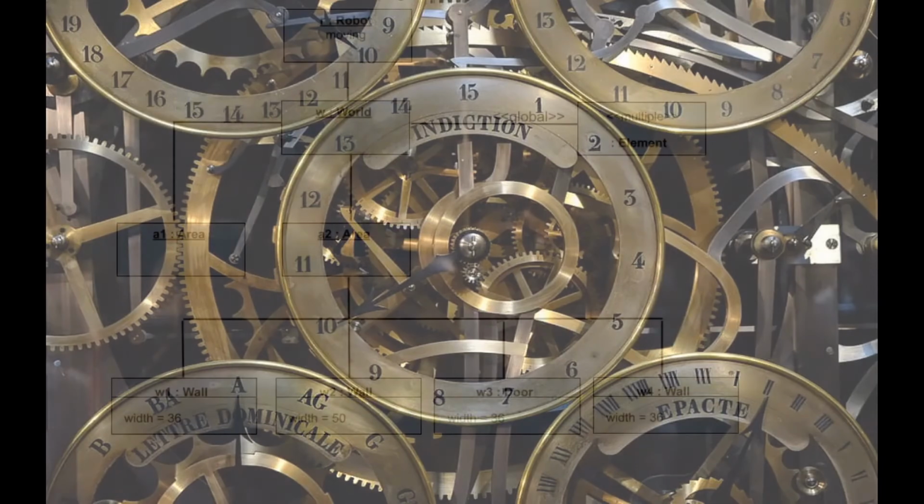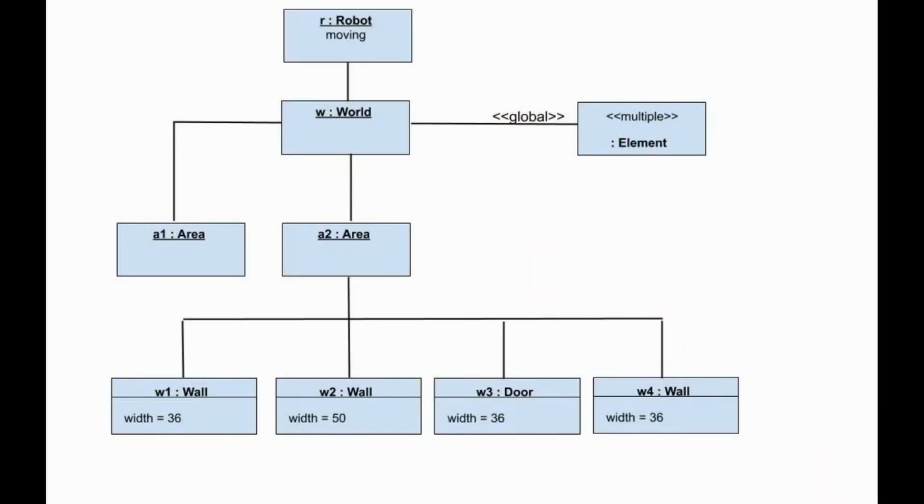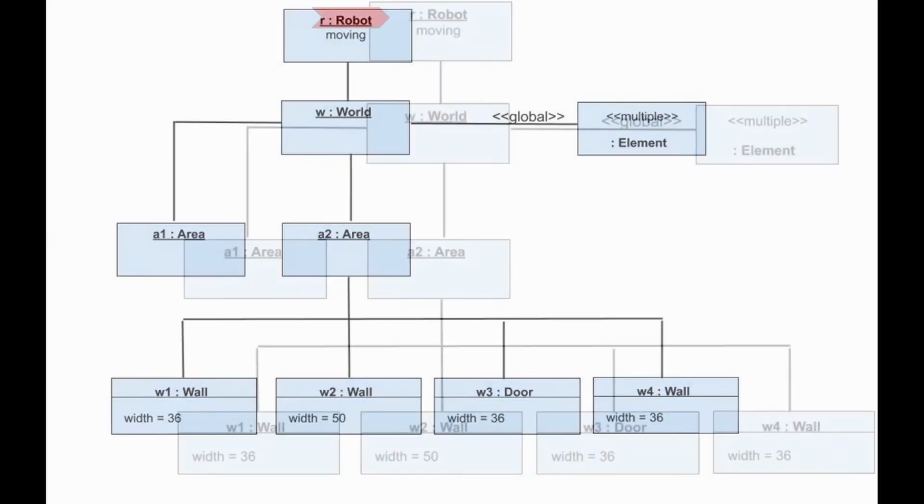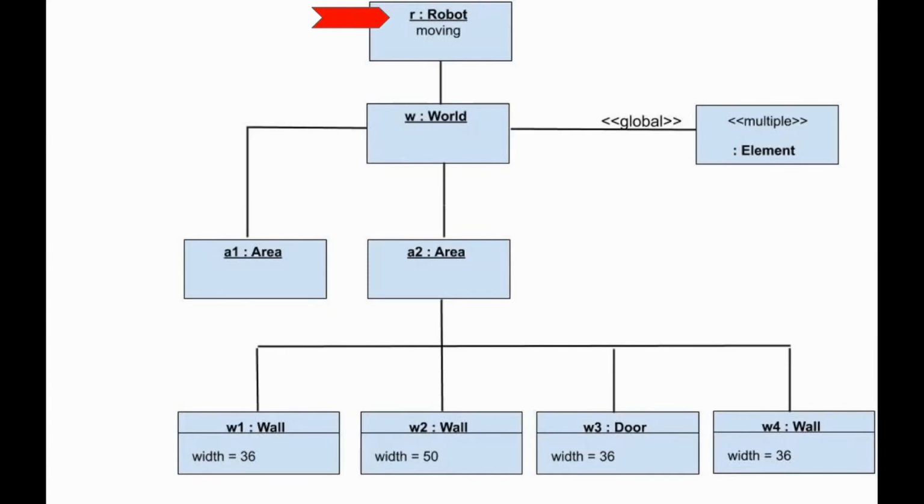And so on. Let's have a look at another example, robot moving behavior. Here, one object represents the robot itself. R is an instance of a robot, and R is currently in a state marked moving. This object has a link to W, an instance of the world, which is an abstraction of a model of the world for the robot.